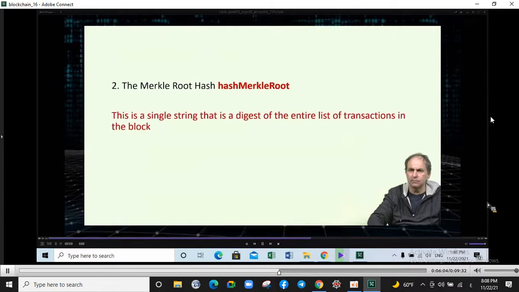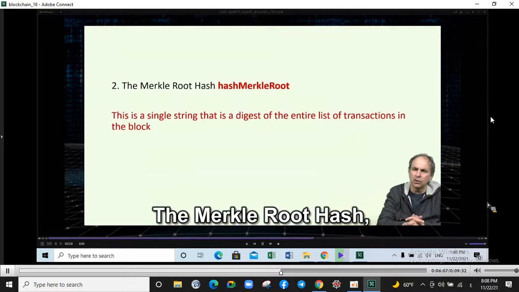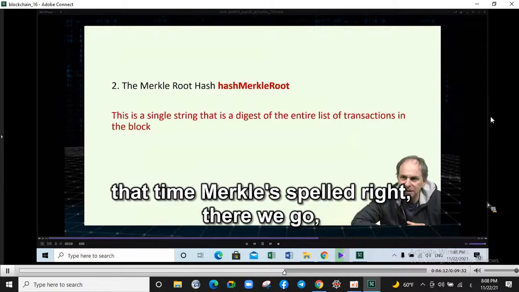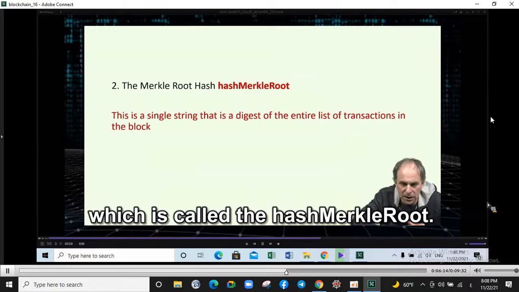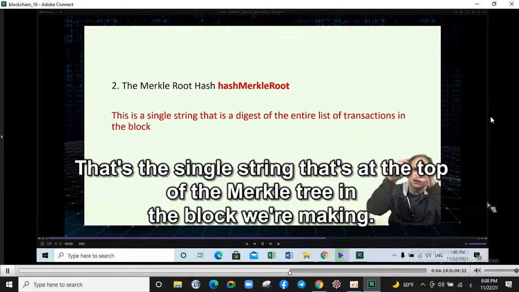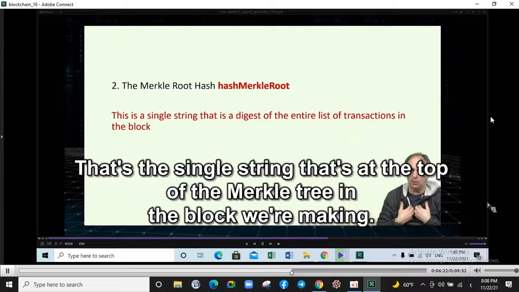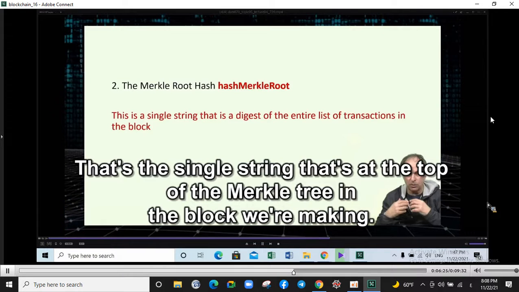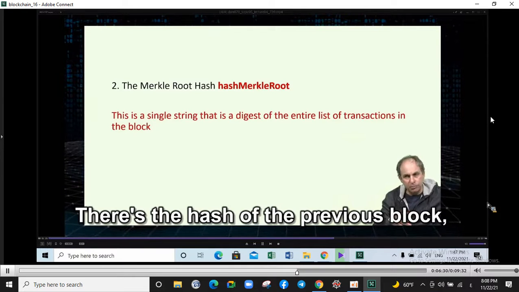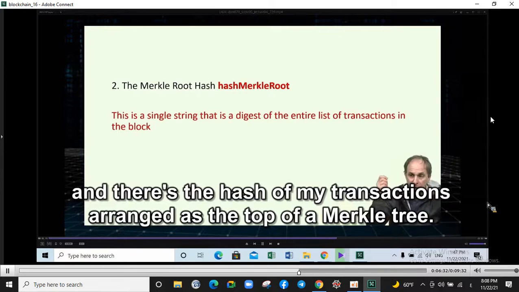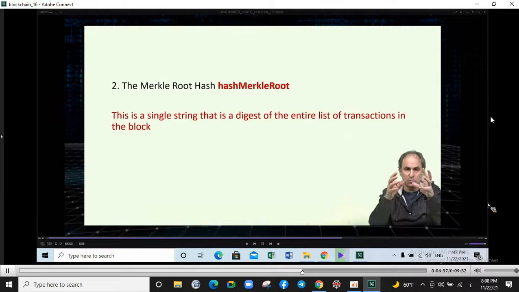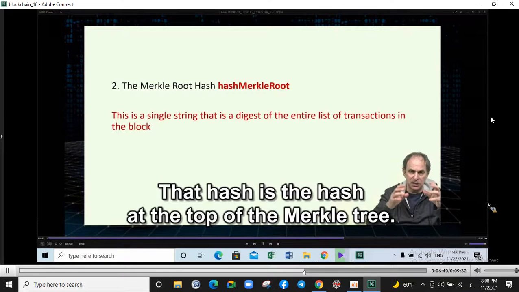Okay. The Merkle root hash. That's how Merkle is spelled. There we go. Which is called the hash Merkle root. Clever, these naming conventions. Okay, so what is that? That's the single string that's at the top of the Merkle tree in the block we're making, right? So there are two hashes here. There's a hash of the previous block, and there's a hash of my transactions arranged as the top of a Merkle tree. That hash is the hash at the top of the Merkle tree.